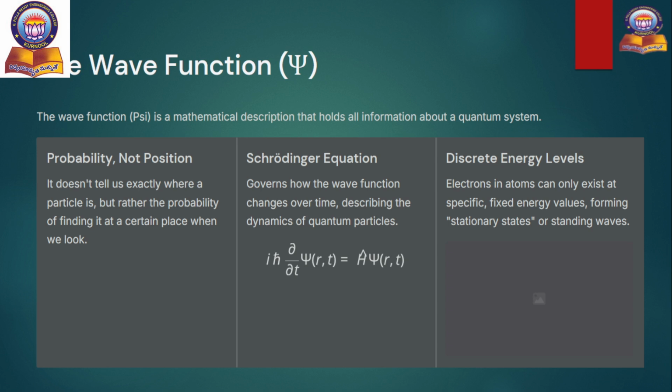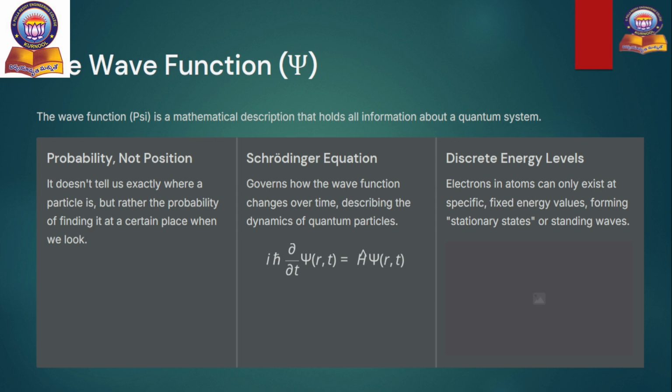Next, we have the wave function. The wave function is the fundamental mathematical description that holds all information about a quantum system. It doesn't tell us exactly where the particle is; instead it tells the probability of finding the particle at a certain place whenever we look. It is represented with the Greek letter psi. So it tells the probability and not the position.